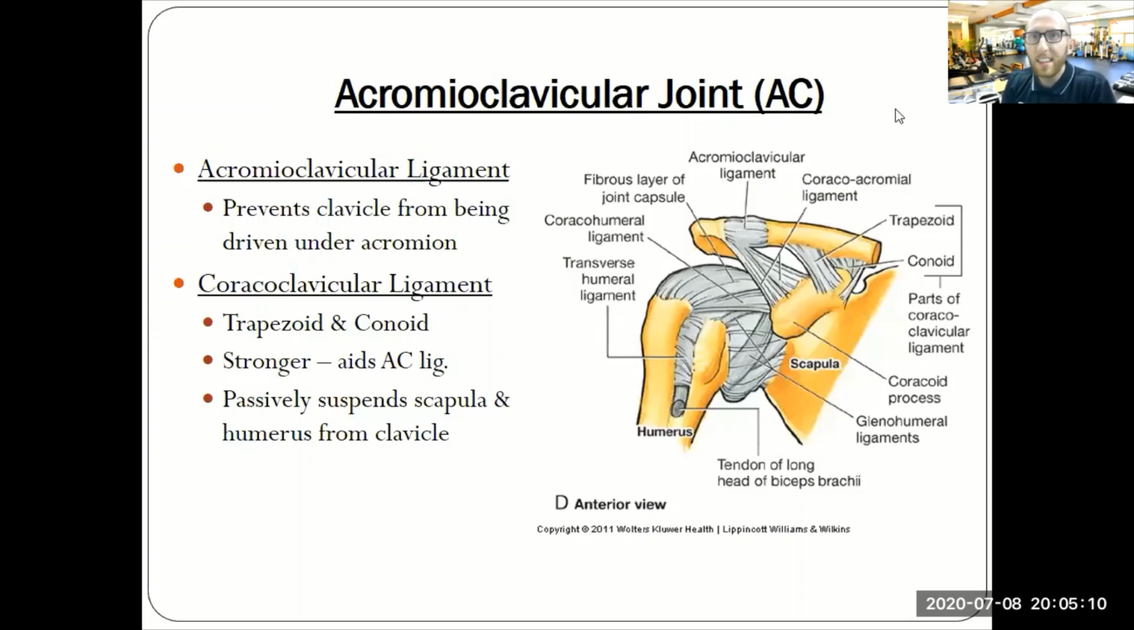In addition to the AC ligament surrounding the AC joint, you also have the coracoclavicular ligament coming up here to support that AC joint. Those two are the main ones. You keep seeing the words trapezoid and conoid here, those different parts that passively stabilize the AC joint.